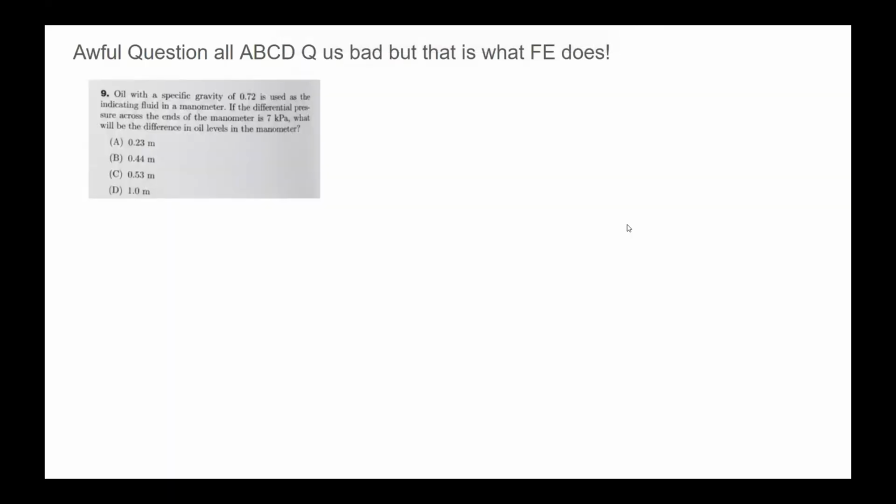So the next question is: oil with a specific gravity of 0.72, which means its density relative to water at 4C, is used to indicate fluid in a manometer. If the differential pressure across the ends of the manometer is 7 kilopascal, what will be the difference in height of the oil in the manometer? So, okay, isn't this just getting the density of the oil? I think there's a manometer equation, if I remember correctly, that we're going to have to use, because it's asking for the height.